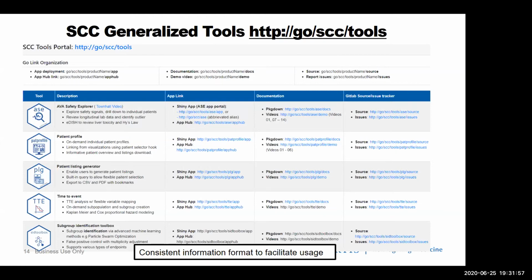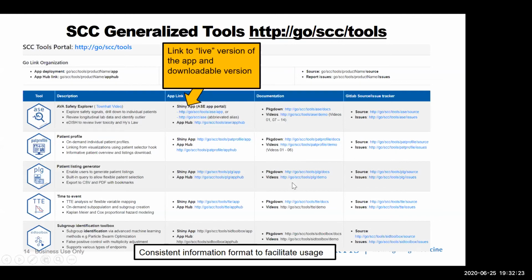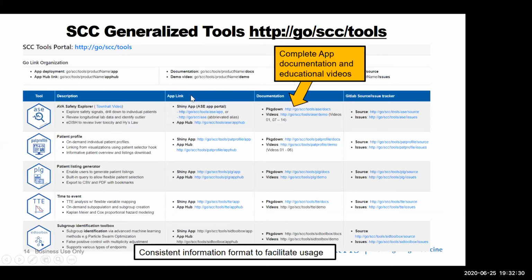After we've been able to look at and see what resonates with our clinical teams, we then go back and say, well, I wonder if this could actually be useful to other clinical teams as well. In that way, we've generalized a lot of these tools, one of which is this Safety Explorer. We have a patient profiler, patient listing generator, a time to event, and then a subgroup identification toolbox. Here, we have the live link to the live version of the app, which is available for download, along with the complete app documentation.